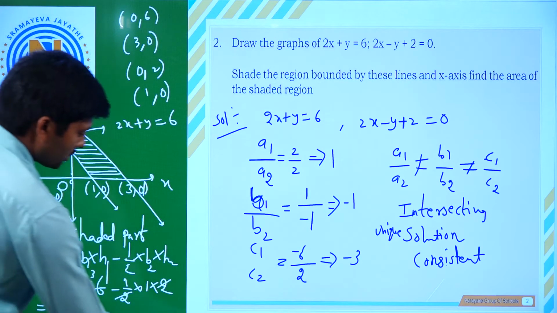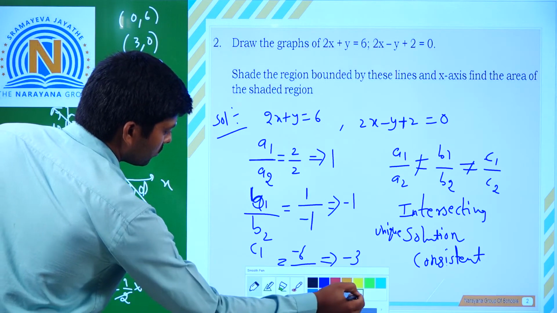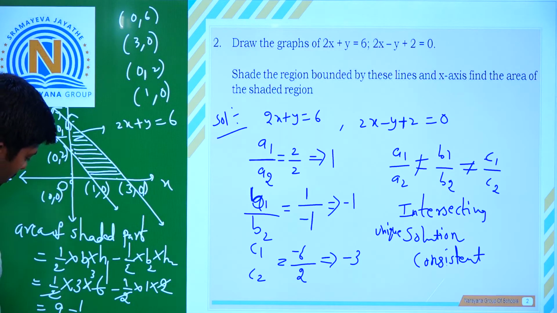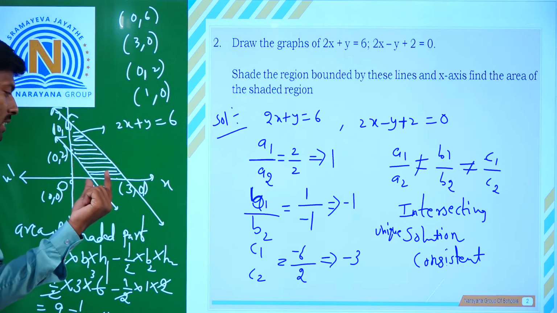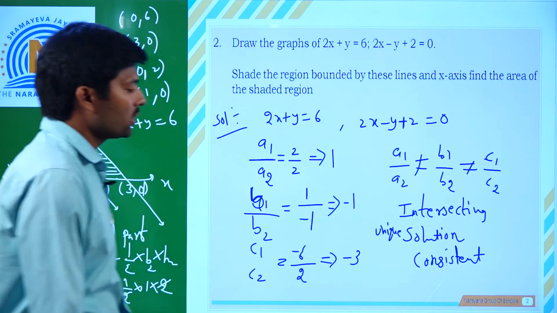So 8 square units is the area of the region which is bounded by the two lines as well as the x axis. So let us go for the third question.